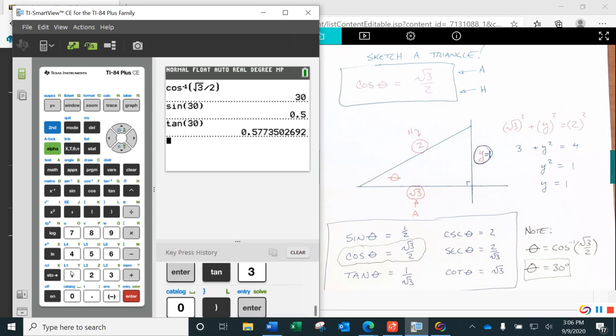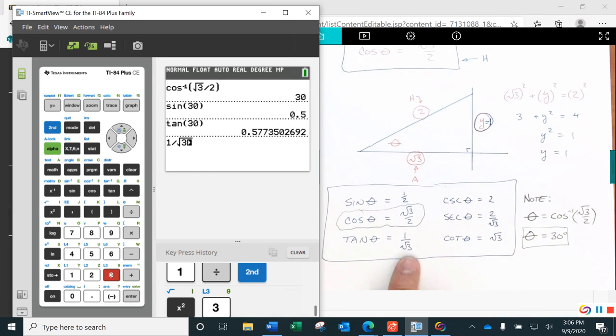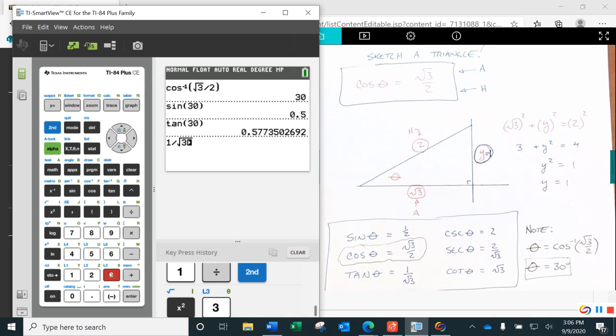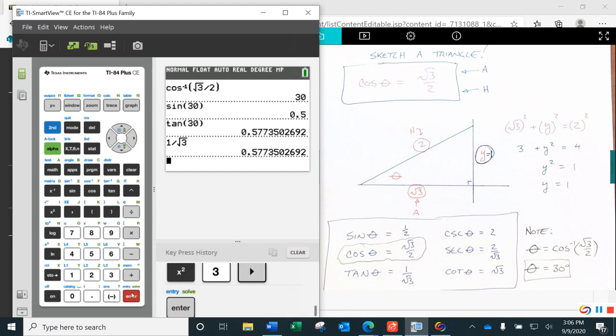I better check, because 1 divided by the square root of 3 is the answer I came up with on my handwritten work. When I use the calculator, I come up with this decimal approximation, and I just want to make sure that they're the same value. Looks good.